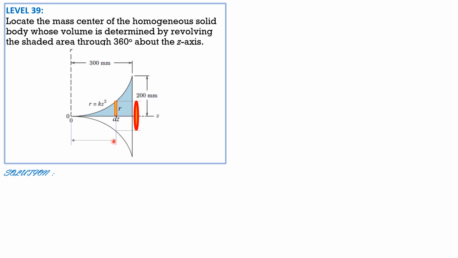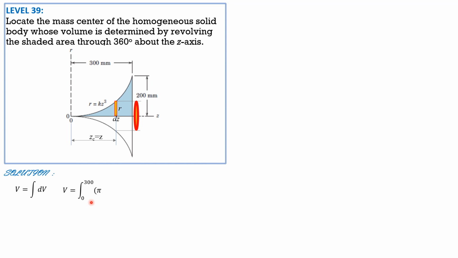So this distance is simply z, and let's locate G. Let's derive G sub z. x sub G by symmetry is 0 and y sub G is also 0. So let's just have G sub z. So volume equals integral of pi r squared dz.